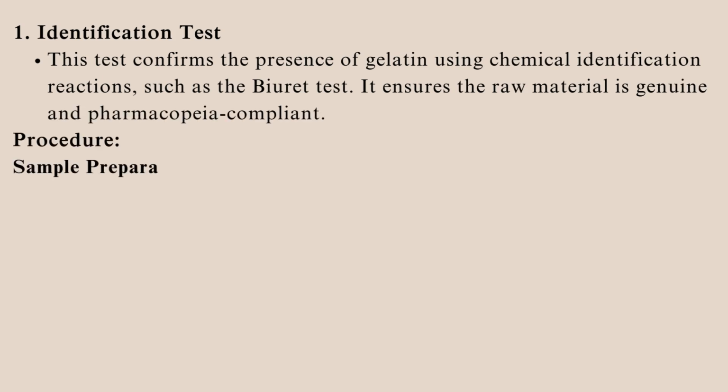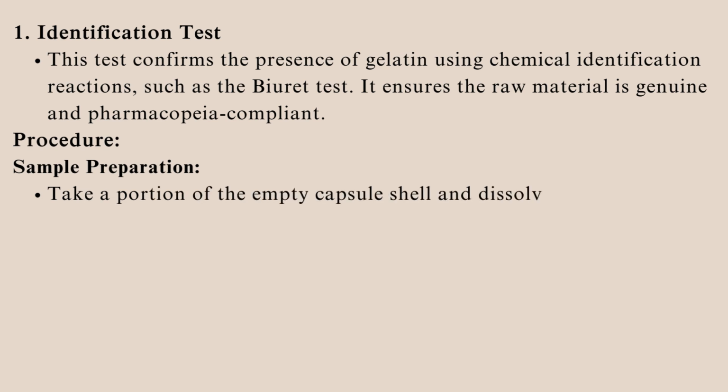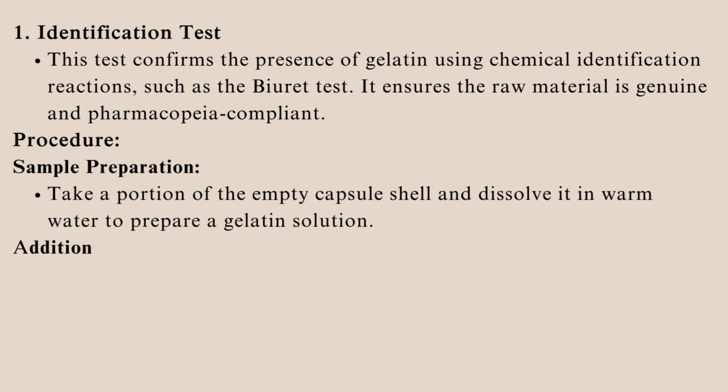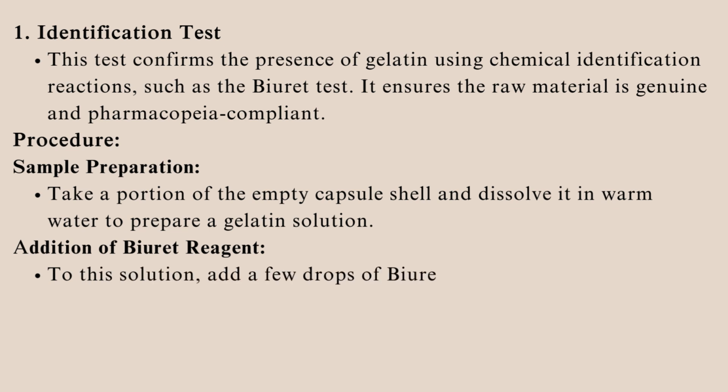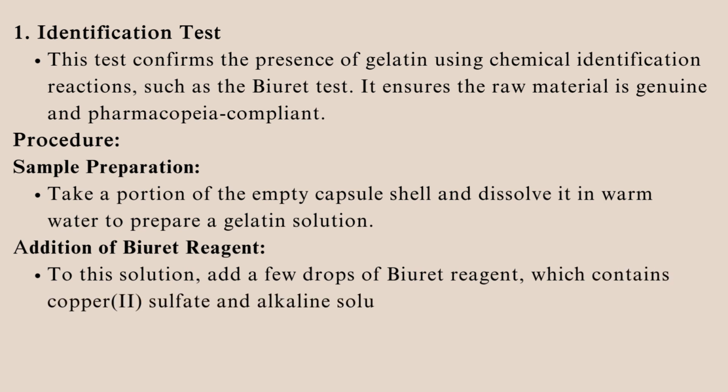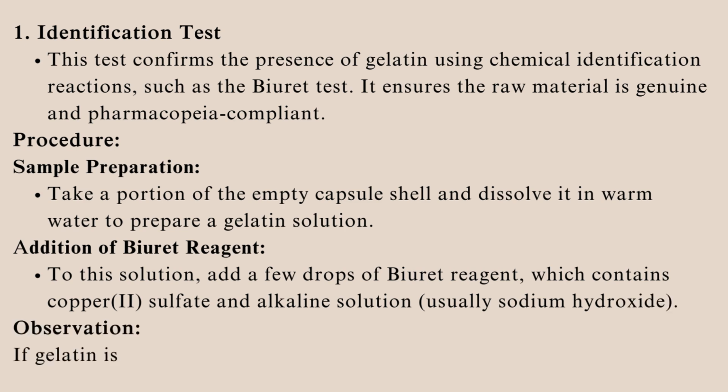Procedure. Sample preparation. Take a portion of the empty capsule shell and dissolve it in warm water to prepare a gelatin solution. Addition of Biuret reagent. To this solution, add a few drops of Biuret reagent, which contains copper sulfate and alkaline solution, usually sodium hydroxide. Observation: if gelatin is present, the solution will turn violet or purple.